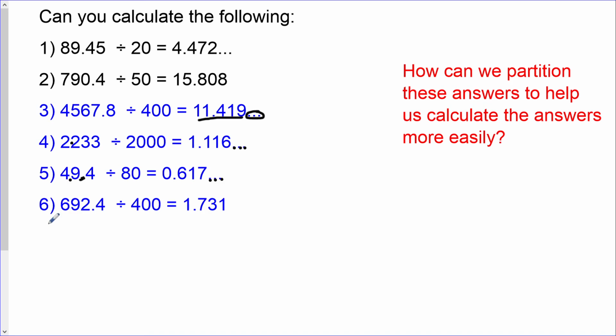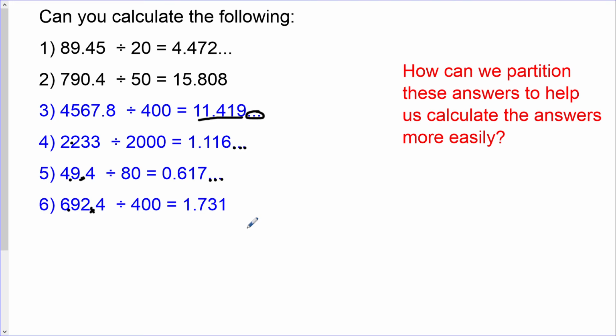And the last one, number 6, we should have divided by 100 first to get to 6.924, and then divided it by 4 to get to 1.731. Now the reason why there are no ellipses here, there are no dots after the number, is because there was no remainder at the end of our question.